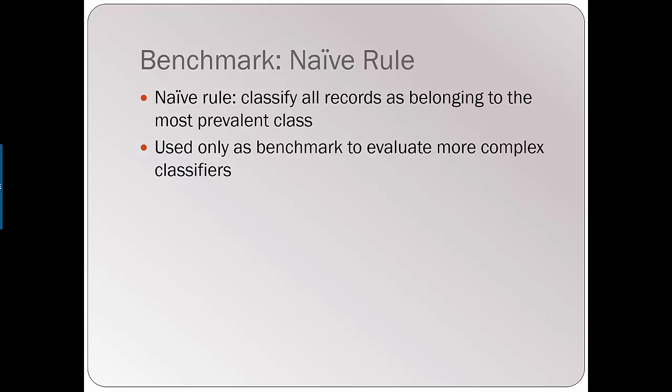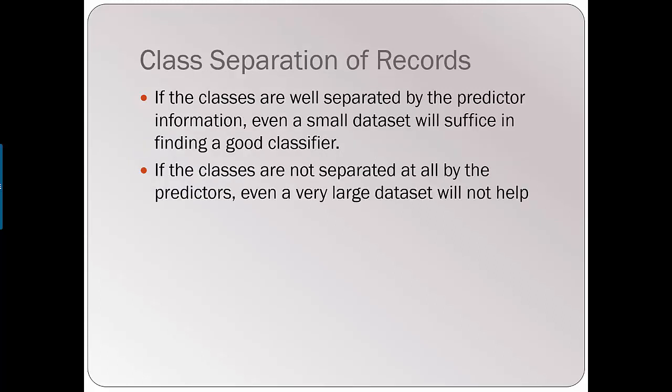Your methodology should be able to do better than that. Otherwise, it's not worth it. So there are some wrinkles here, and we'll talk about those in a little bit. Okay, so how well a particular model does depends upon the predictor values. When you plot the predictor values, how well they separate based on the class. So class separation of records: if the classes are well separated by the predictor information, then even a small data set will be able to do a very good job of being a good classifier.